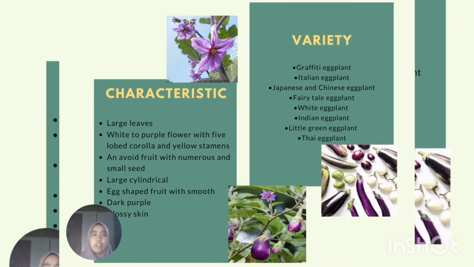Next, the characteristics of eggplant. Eggplant has a large leaf, white to purple flowers with a 5 lobed corolla and yellow stamens, and a white fruit with numerous small seeds. The fruit is large, cylindrical, egg-shaped with a moth, the color is dark purple, and eggplant has glossy skin.